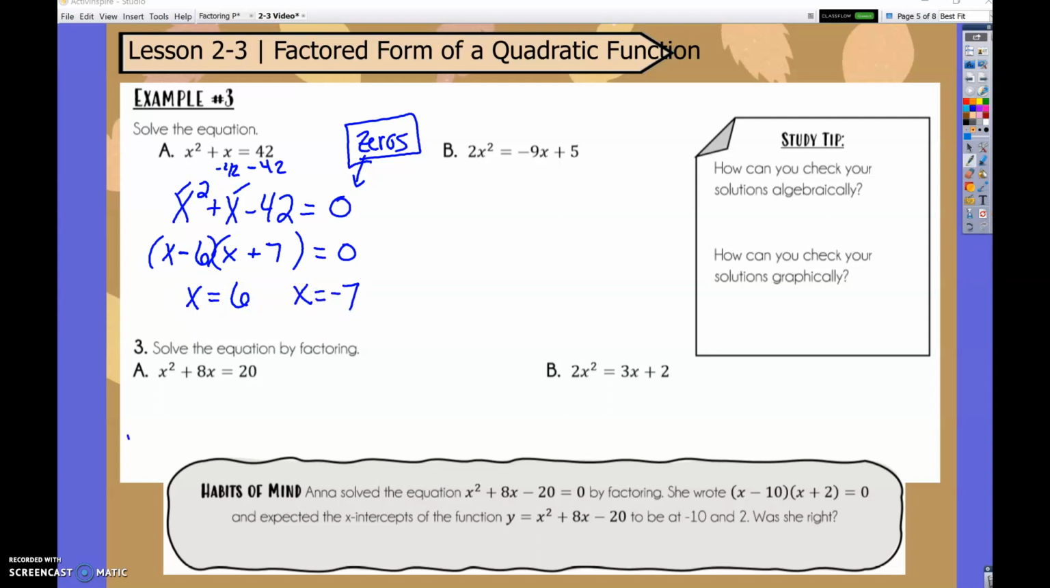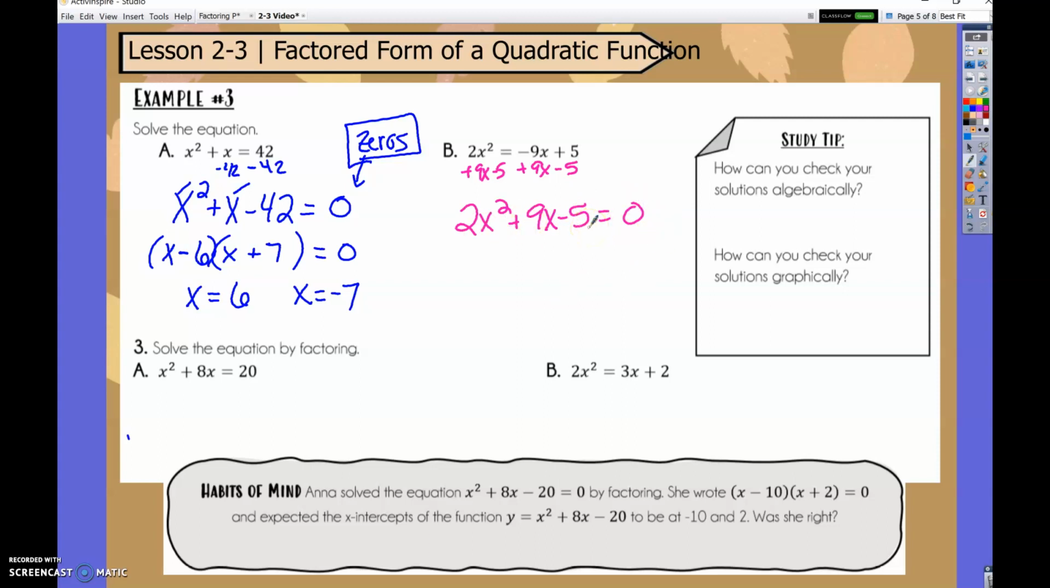So I won't factor all of these for you, but just a couple movements here. Remember, you want to get everything on the same side. So I'm going to leave my 2x squared there. If I add 9x and subtract 5 to both sides, I'd get 2x squared plus 9x minus 5 equals 0. And again, you need to factor this.